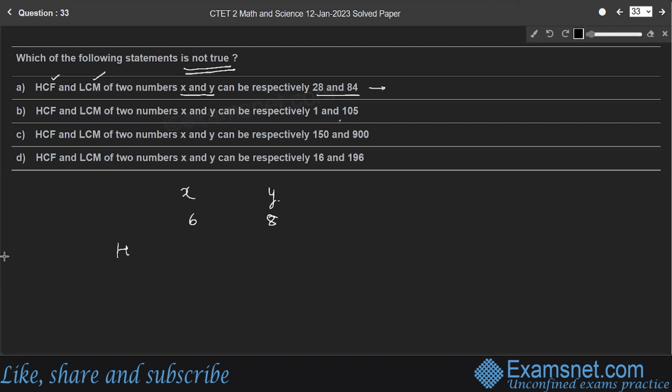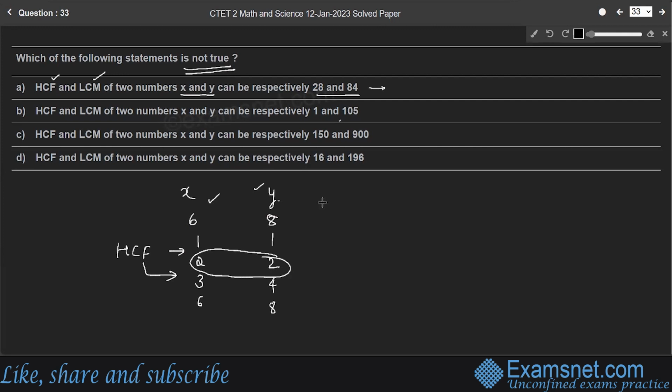Highest common factor means the factor or the number which divides both the given numbers x and y. Here factors of 6 are 1, 2, 3 and 6. Factors of 8 are 1, 2, 4 and 8. Here the highest factor which is common is 2. Therefore 2 is the highest common factor of x and y.